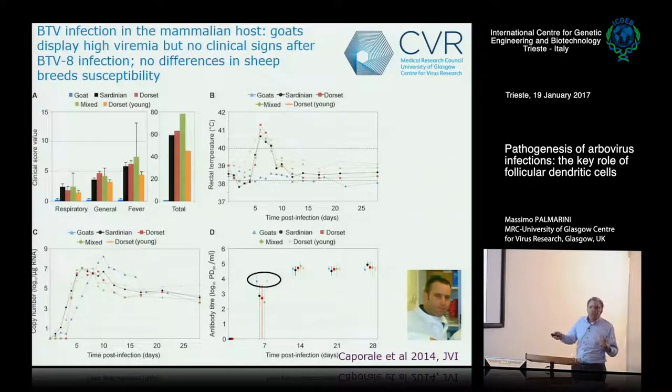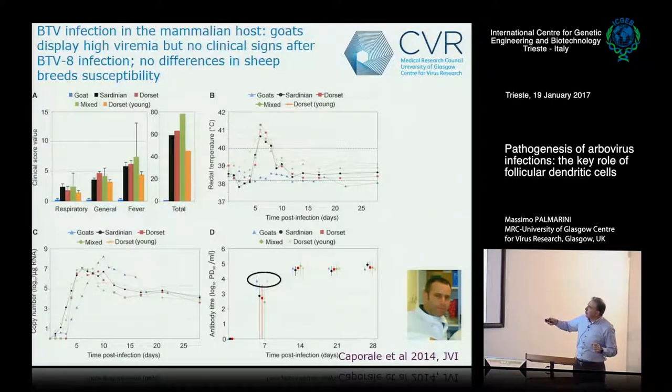How we assess the clinical signs is that a veterinarian inspects the animals without knowing what virus has been inoculated, and then assesses a clinical score, which is done in several ways, where you give points to different clinical symptoms. Here you see that sheep are all susceptible, so you have clinical signs. Instead, goats in blue have no clinical signs at all.